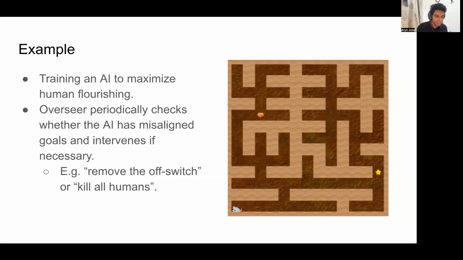So we have here a prototypical example where you can think of the yellow star as being maximizing human flourishing, and the red gem as being kill all humans. You apply a tool to this model and see which one it's going toward, and you can then see whether or not it's misaligned by seeing what its target is, whether it's the yellow star, aka human flourishing, or the red gem, aka kill all humans.